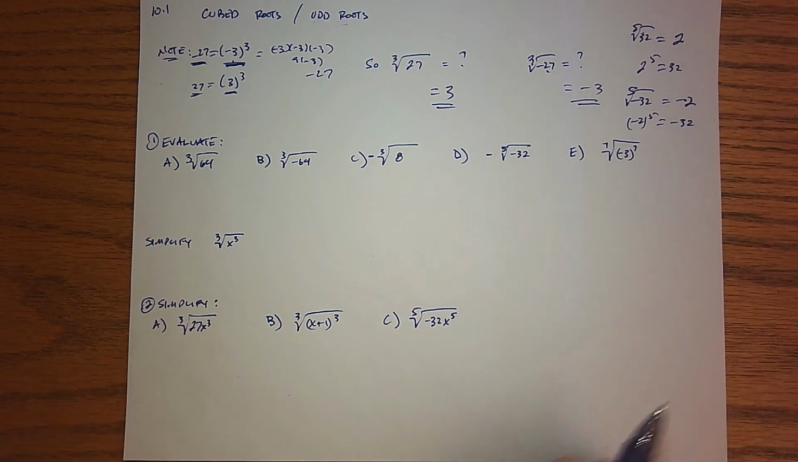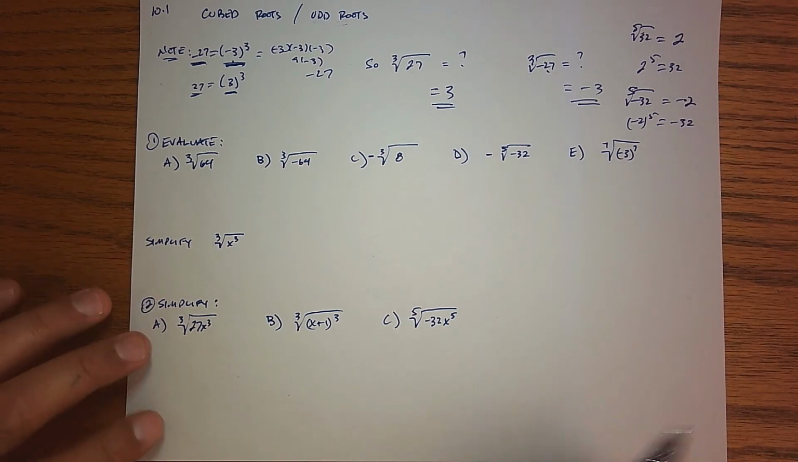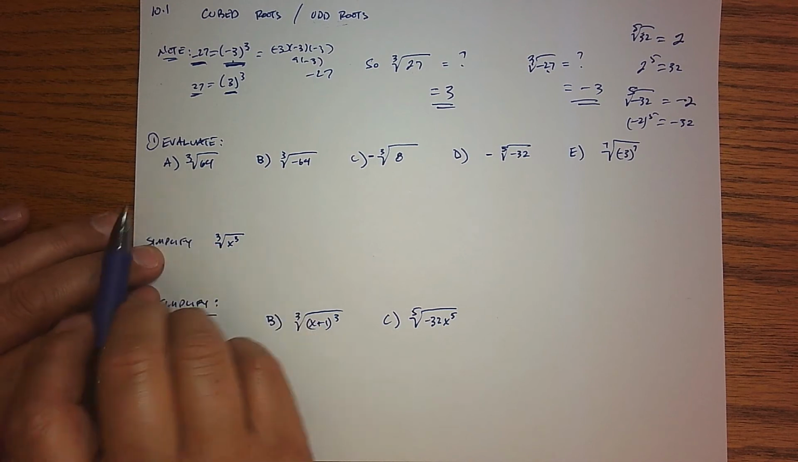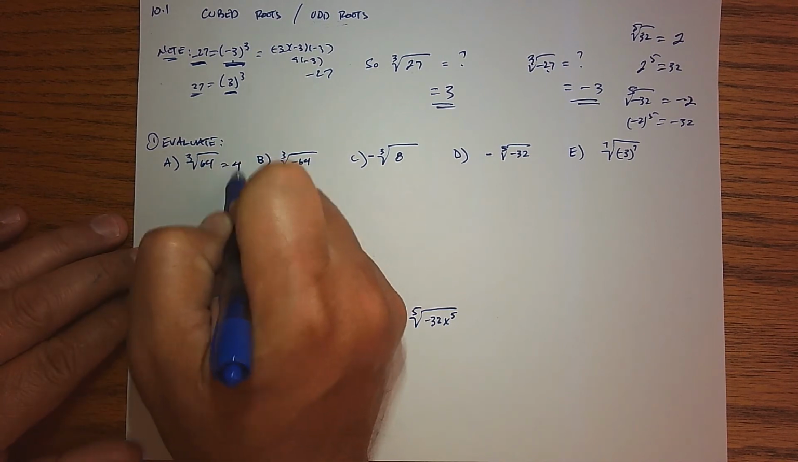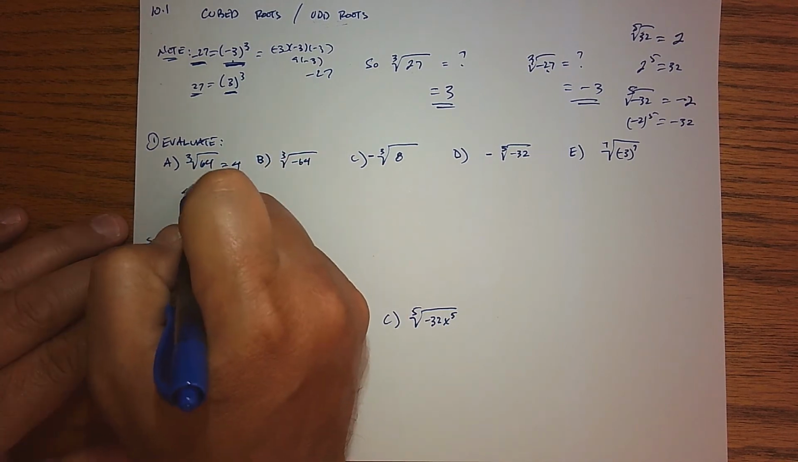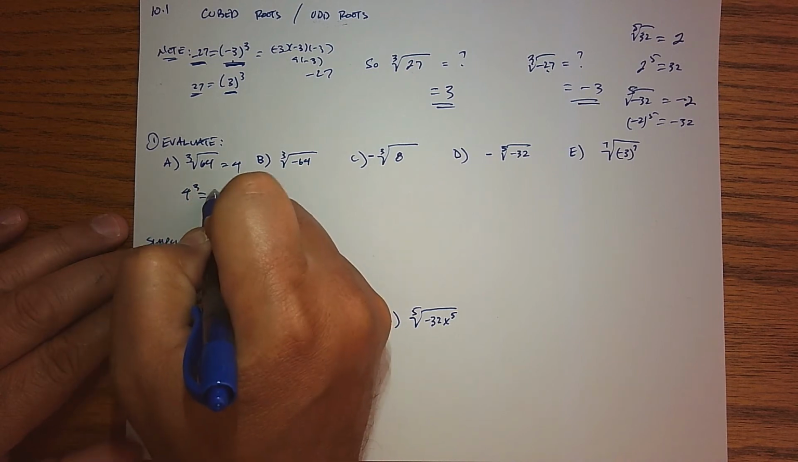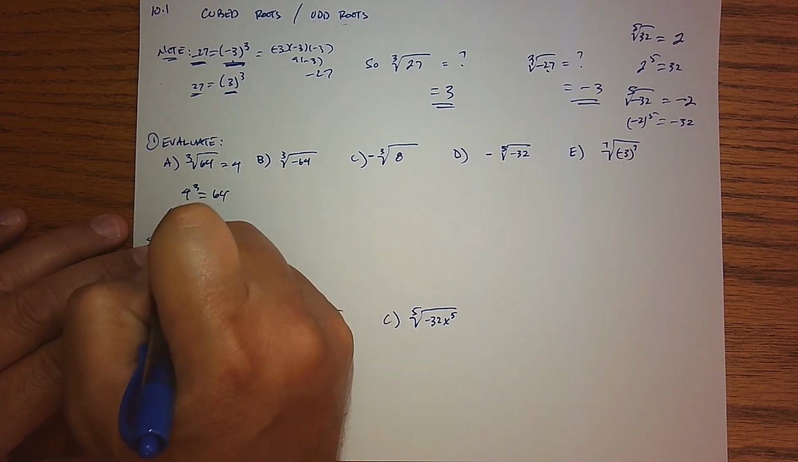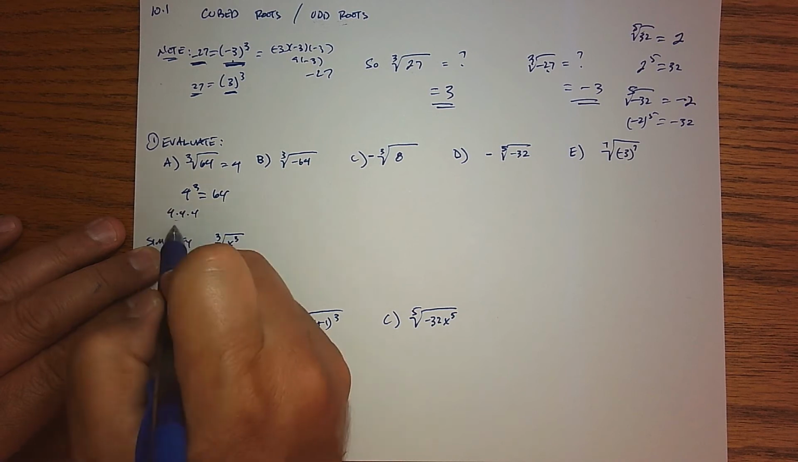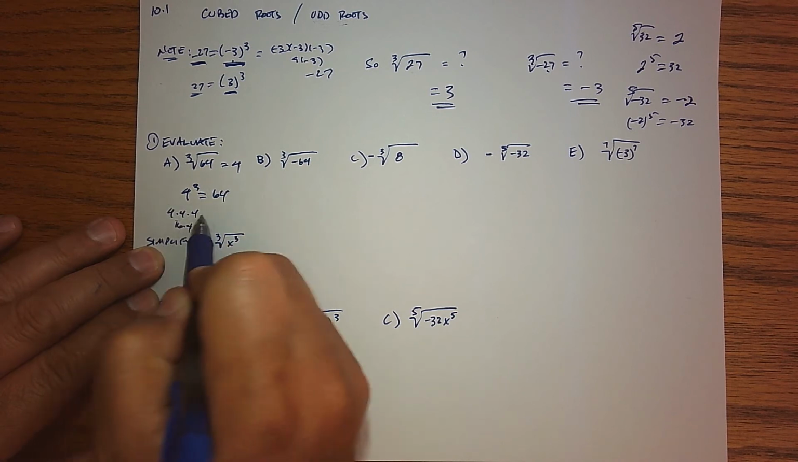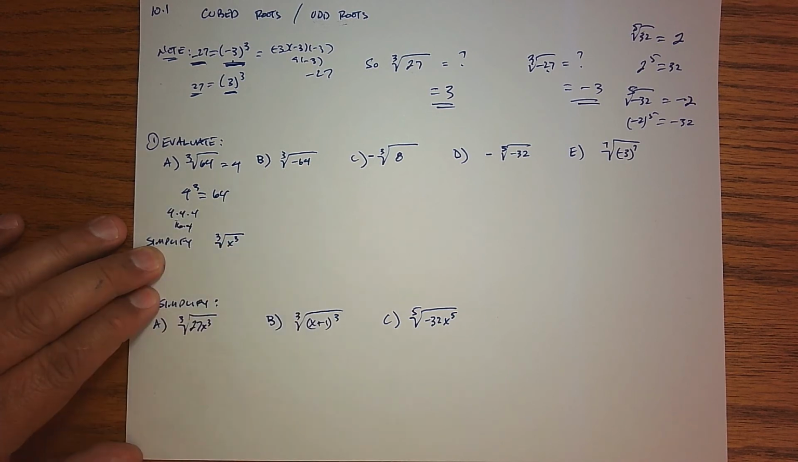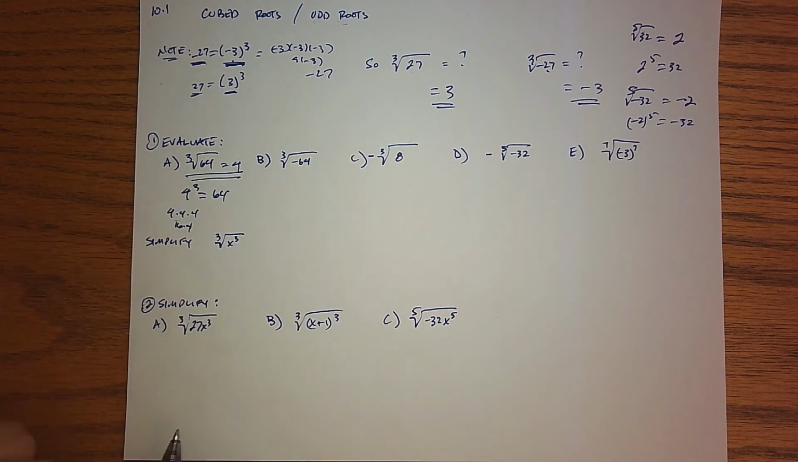So let's practice a little bit and talk about simplification. If I'm looking for the cube root of 64, I'm thinking that's 4, because 4 to the third is 64. Again, just as a check, 4 times 4 is 16, times 4 is 64. So that is a nice 4.